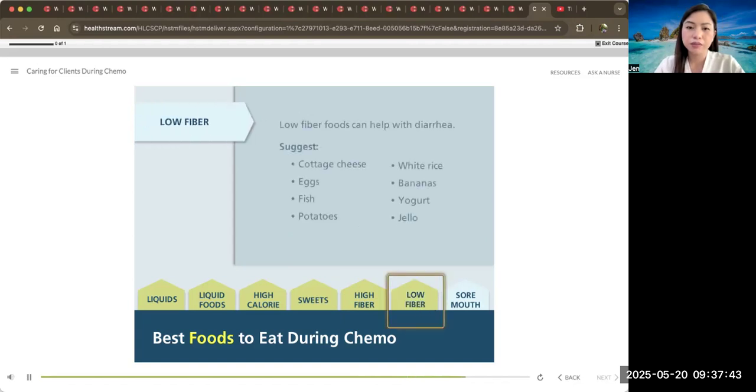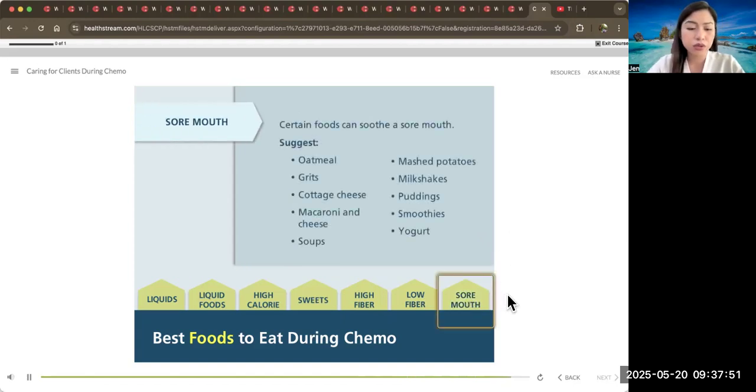Okay, low fiber. Low fiber foods can help with diarrhea: cottage cheese, eggs, fish, potatoes, white rice, bananas, yogurt, gelatin. For a sore throat: oatmeal, grits, cottage cheese, macaroni and cheese, soups, mashed potatoes, milkshakes, puddings, smoothies, yogurt.